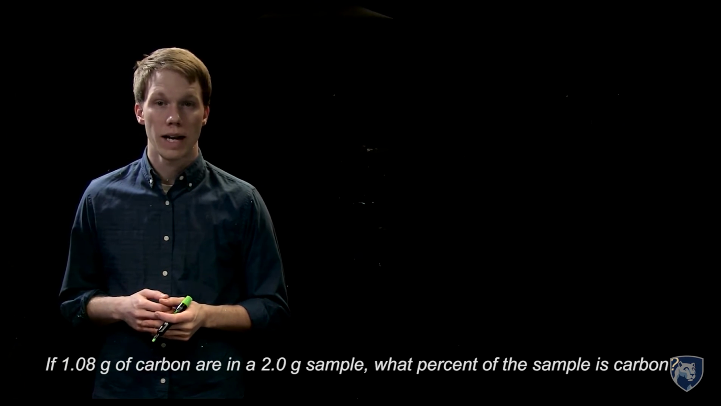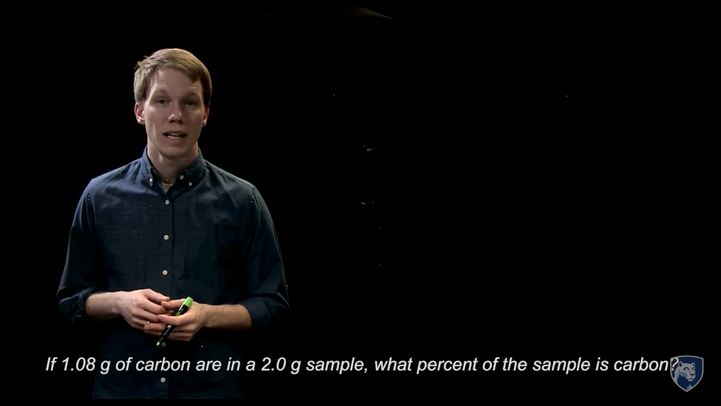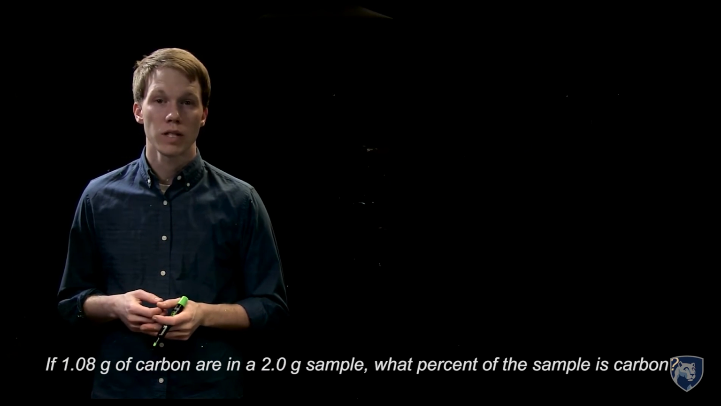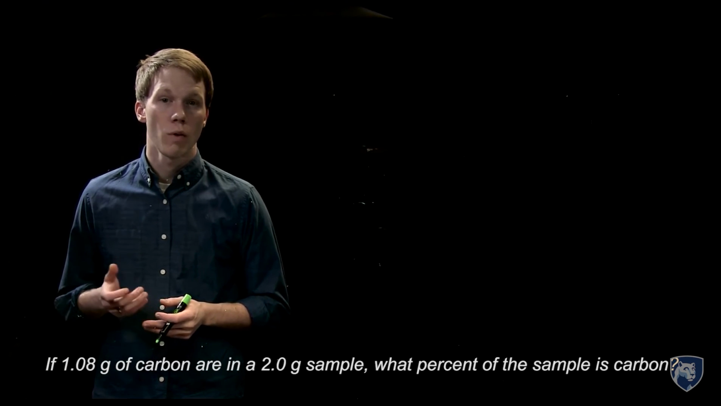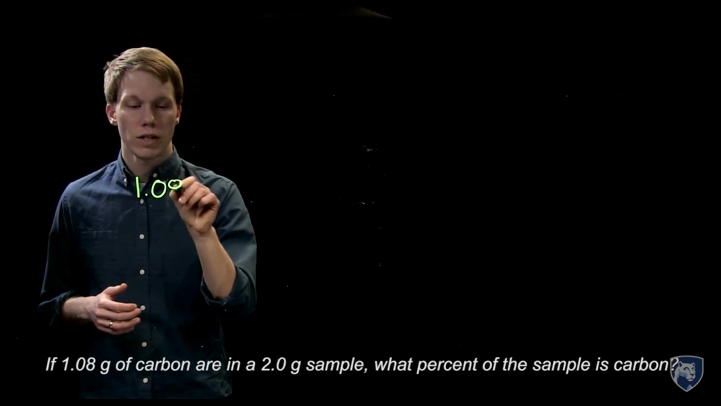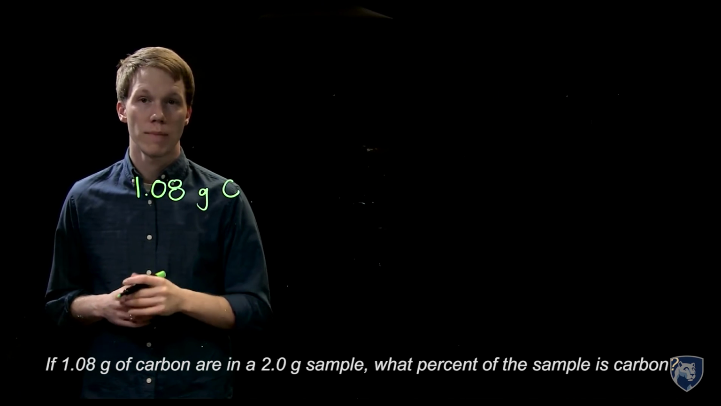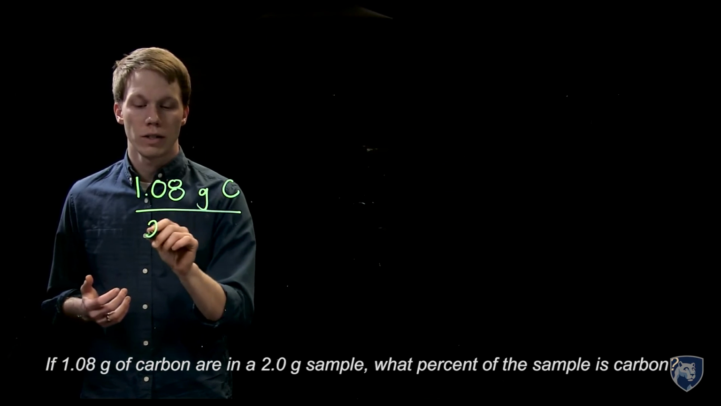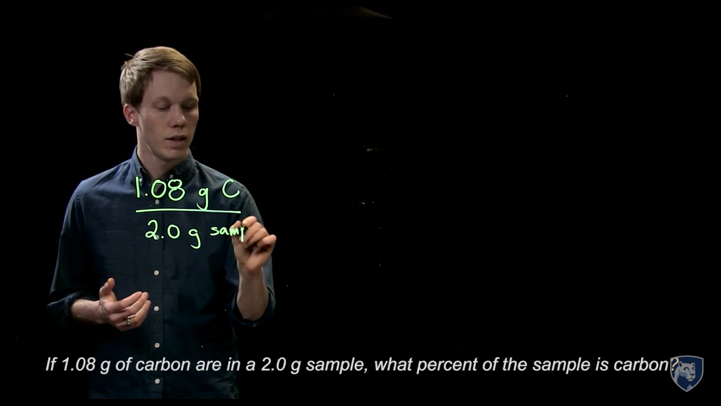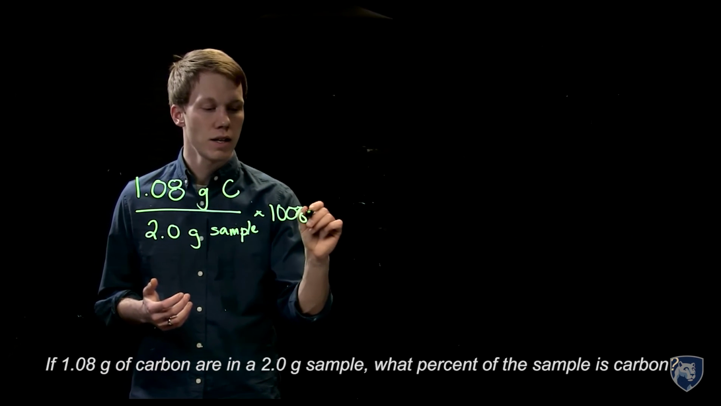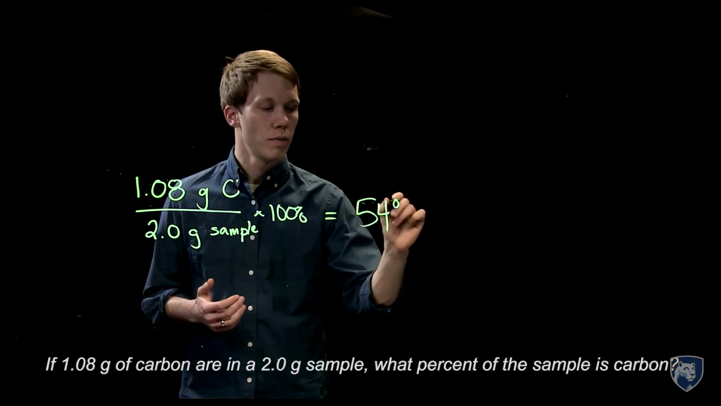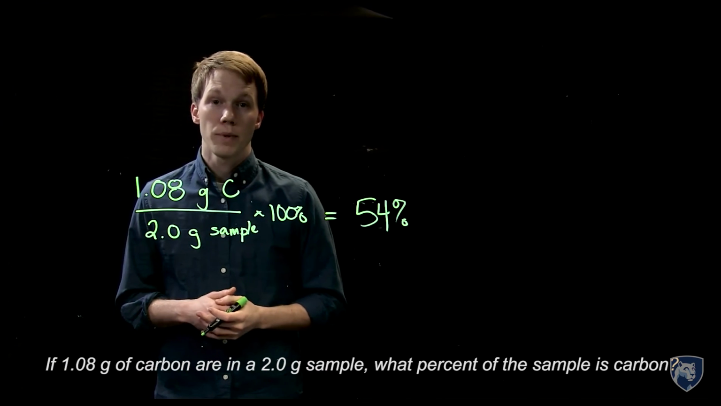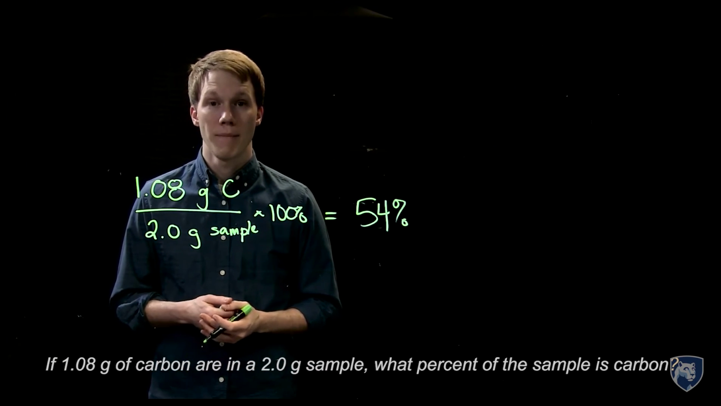Another way of calculating percent composition is to take data that was provided for a particular sample. So in this case, we are given information that 1.08 grams of carbon are in a 2-gram sample. This is going to be more typical of a percent problem that you may have seen before, where we're going to take some amount of something, so 1.08 grams of carbon, divided by the total amount, 2 grams sample. Multiply by 100%, we get 54%. This means my sample is 54% carbon by mass.